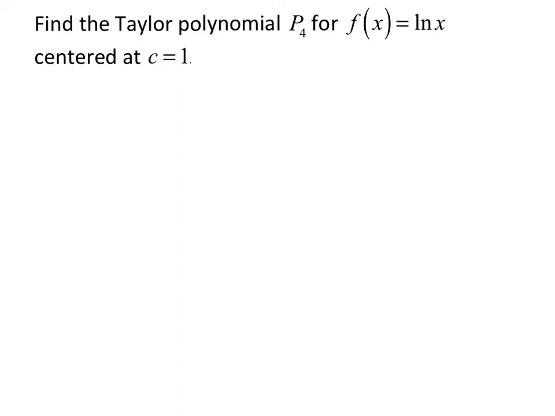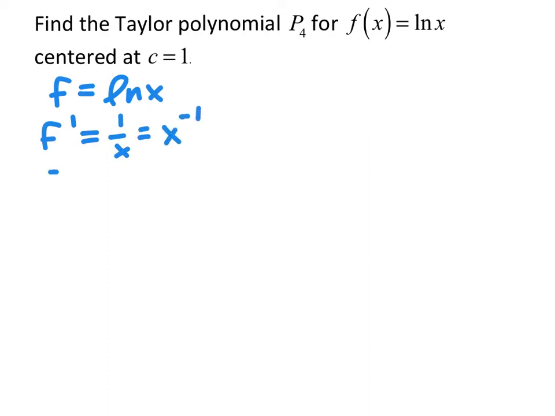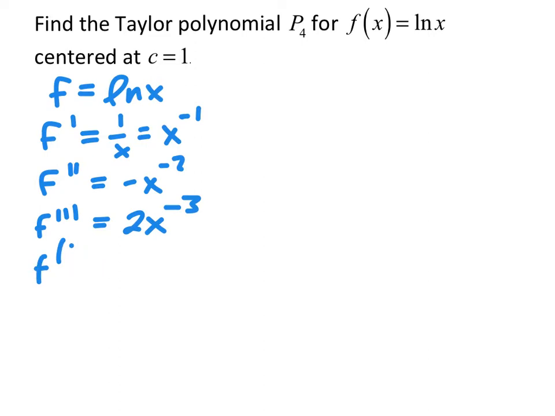So let me just start by saying, okay, well, f is ln x, f prime is 1 over x. I'm going to go ahead and rewrite that as x to the negative 1 to make it easier on the next step. F double prime is negative x to the negative 2. F triple prime is 2x to the negative 3. And the 4th derivative would be negative 6x to the negative 4th.